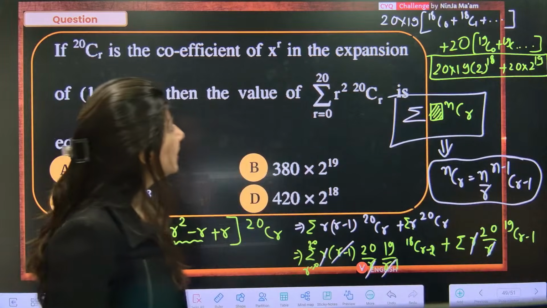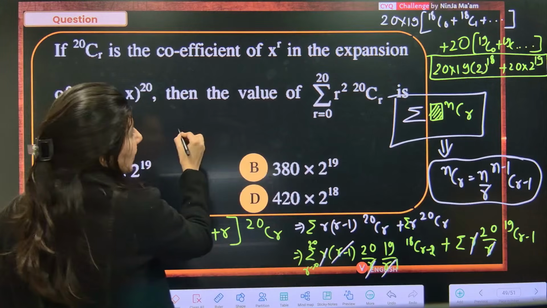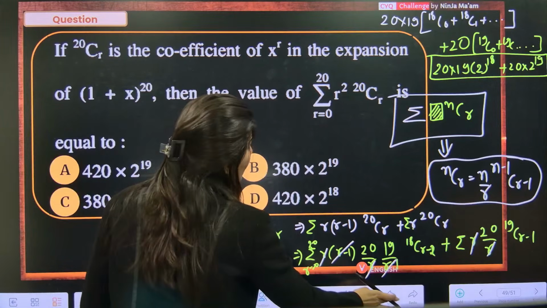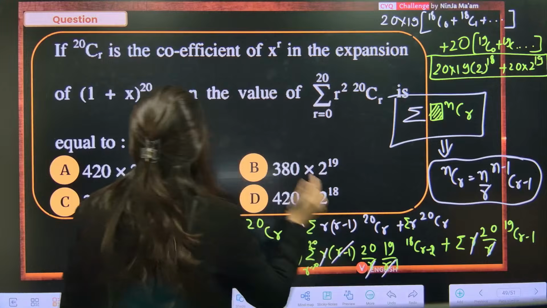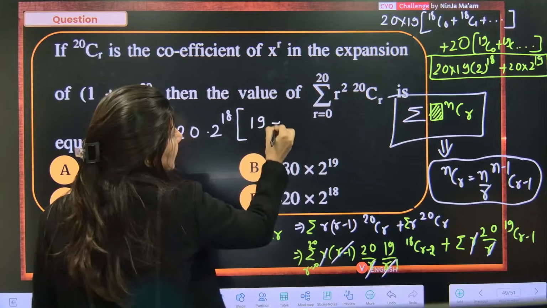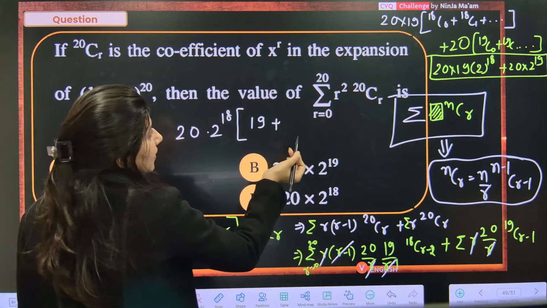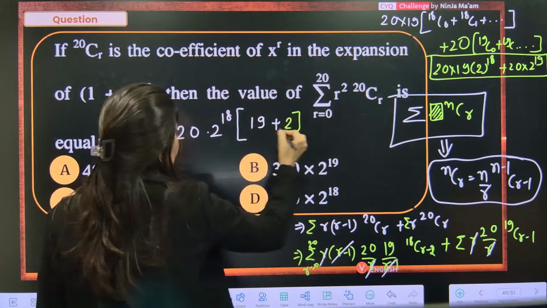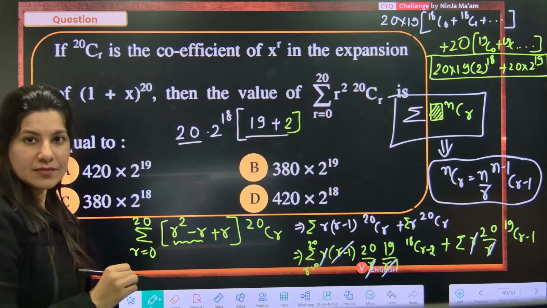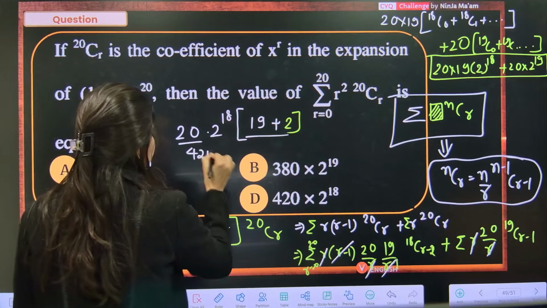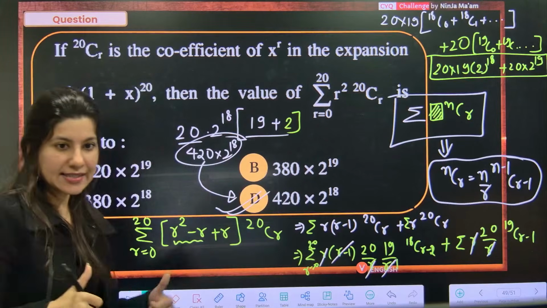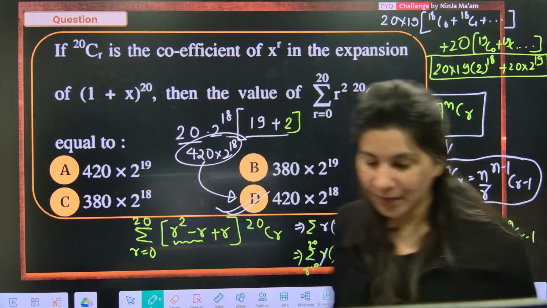Yes, 20 into 19. So now again you can solve it. If you take 20 common, and 2 power 18 also you take common, so this is going to be 19 plus 2, with 2 power 18 coming out. So this is how it is. Yes, so 21 into 20, 420. 420 into 2 power 18. So this is matching with option D. Yes? Okie dokie? Everybody? Yes?